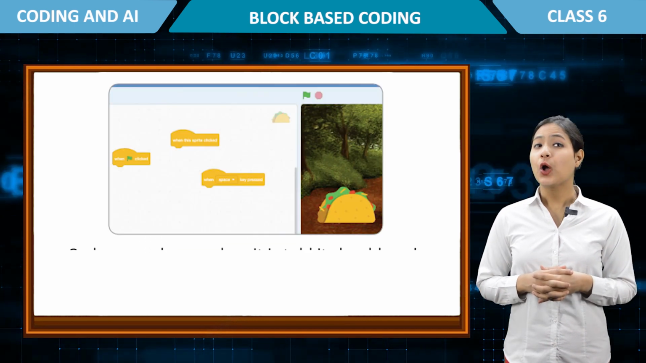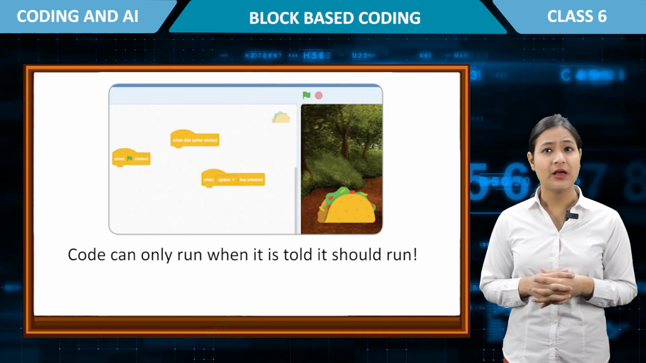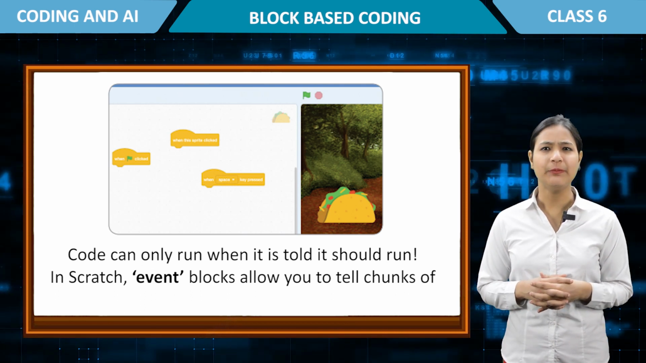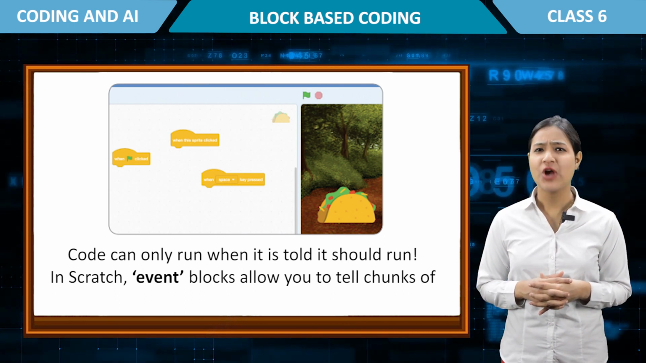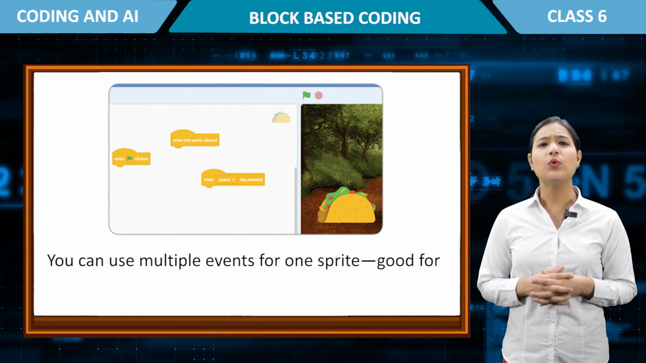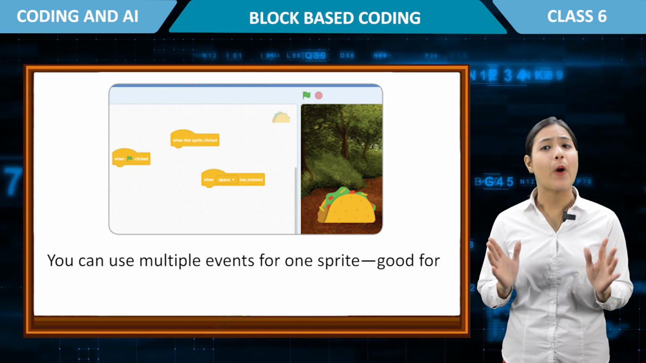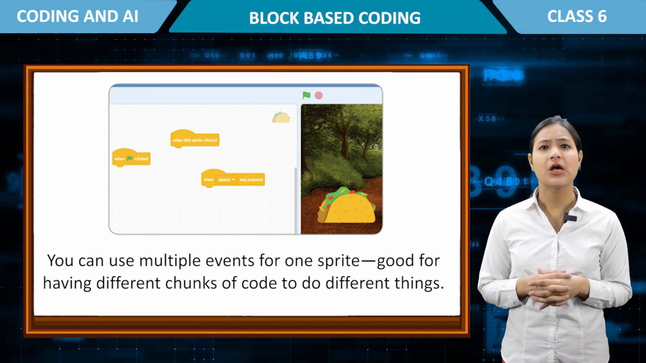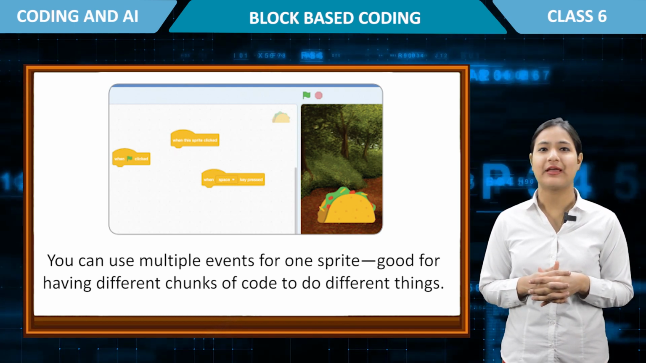Events. Code can only run when it is told it should run. In Scratch, event blocks allow you to tell chunks of code when to run. You can use multiple events for one sprite. Good for having different chunks of code to do different things.